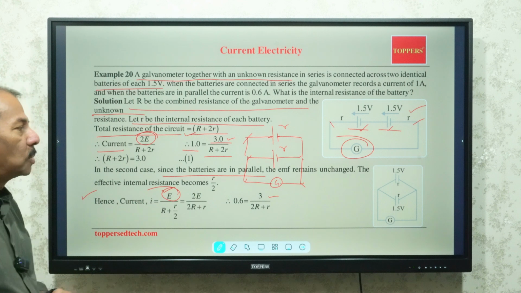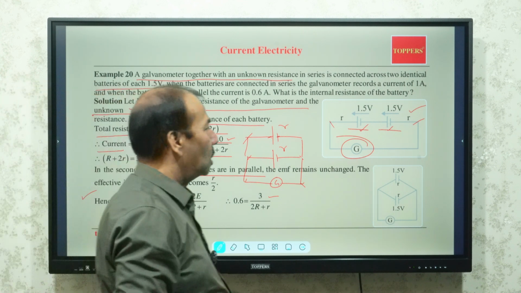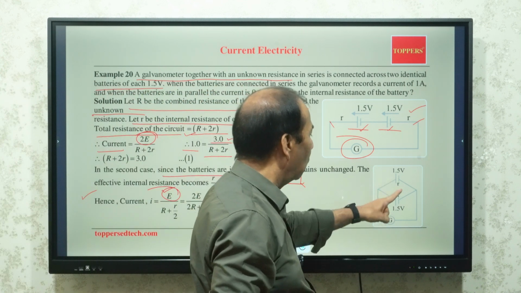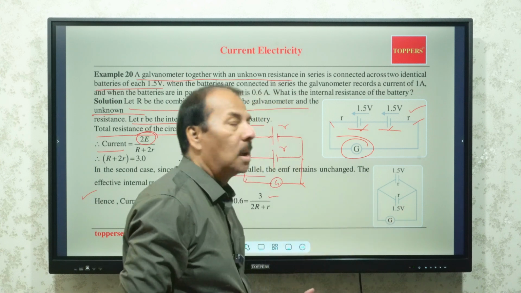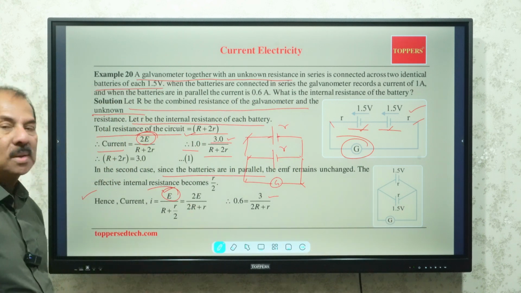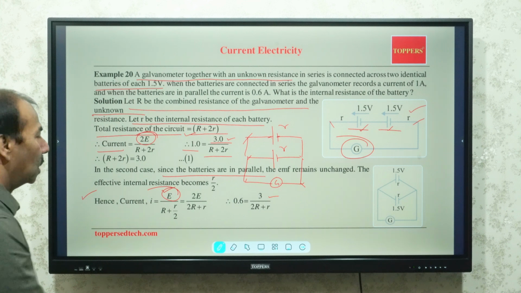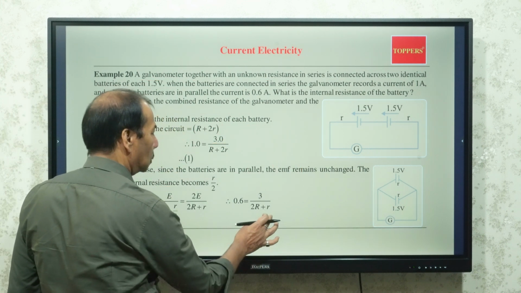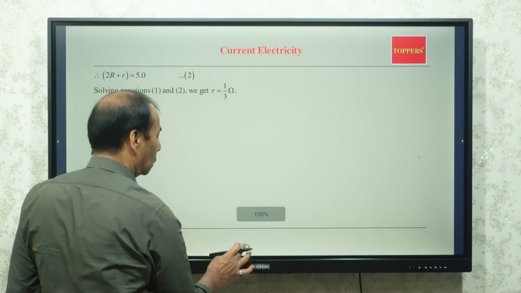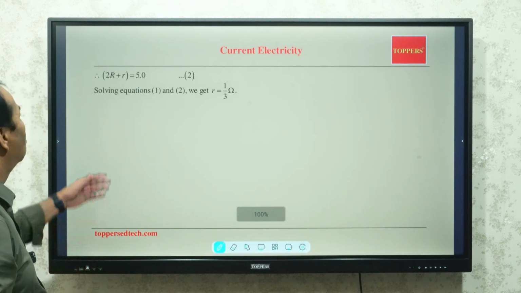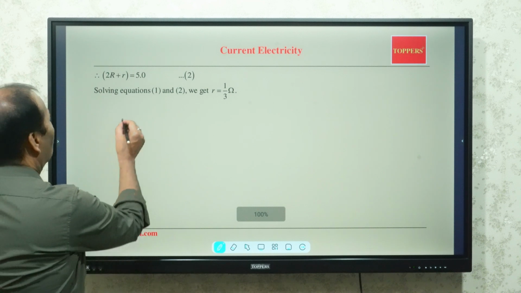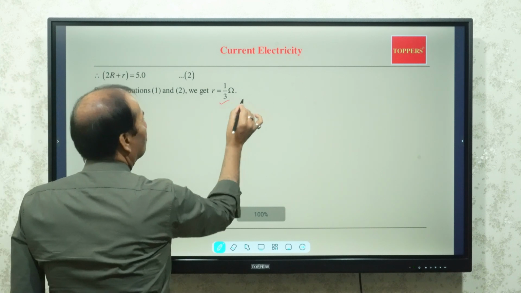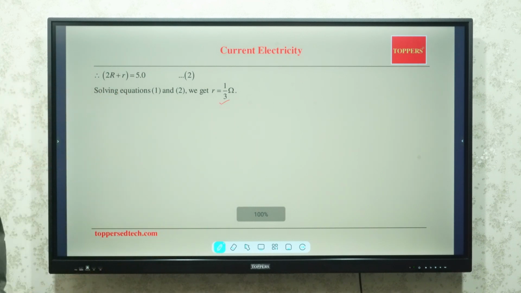Now we will have two equations and two unknowns. Here you can see the second connection, 1.5, 1.5, and this is G. So now we have two equations and two unknowns. Simplifying, we can calculate this. Just simplifying both of them, we get the internal resistance, this r, equal to 1 by 3 ohm, and that was to be calculated.